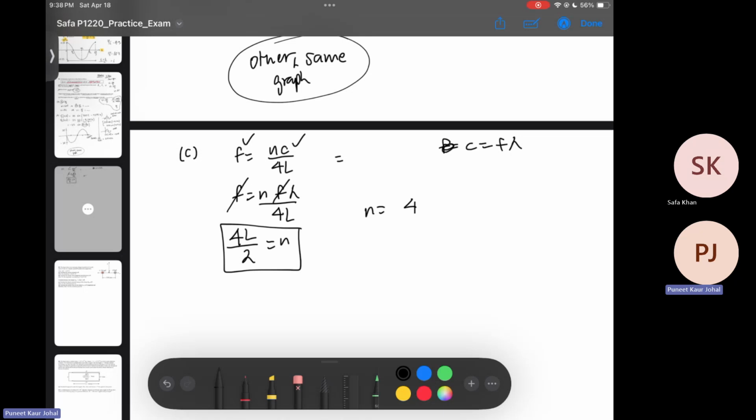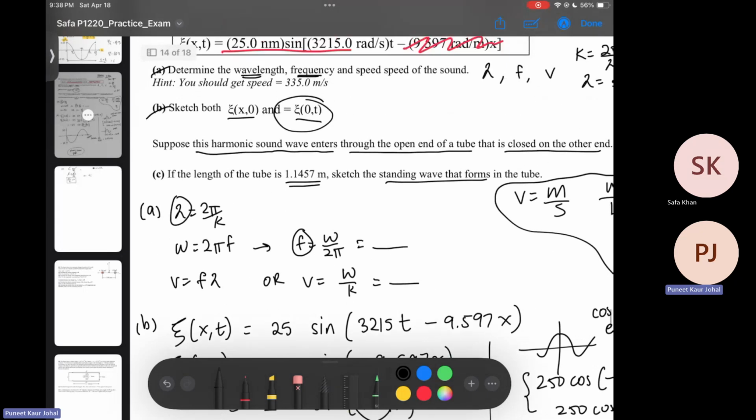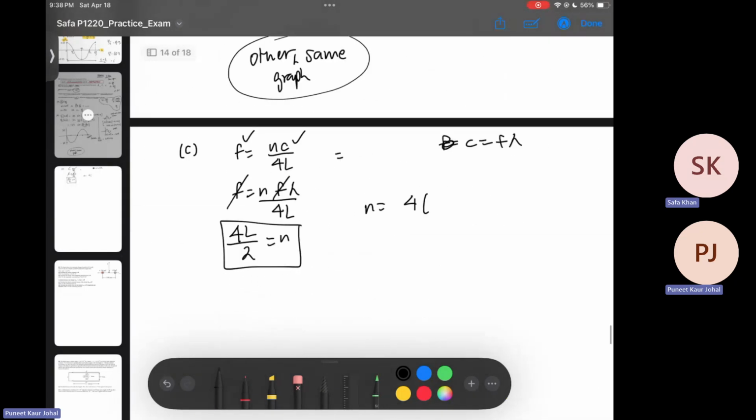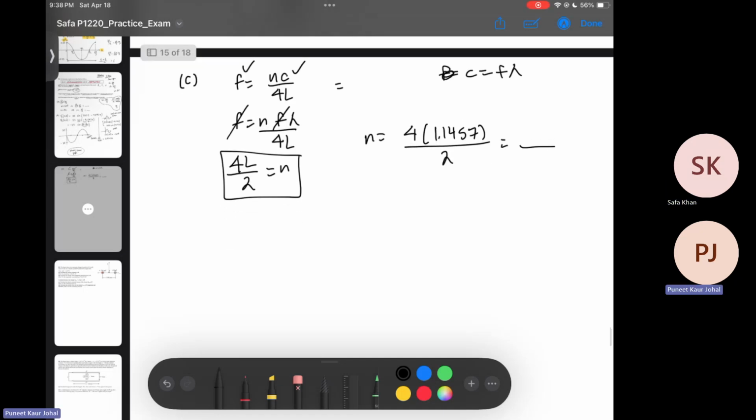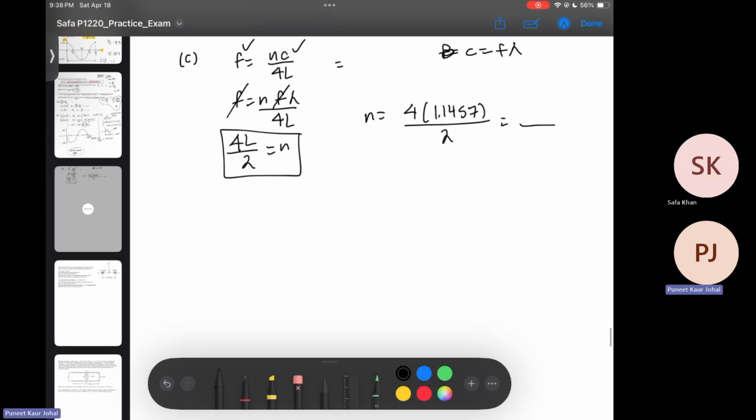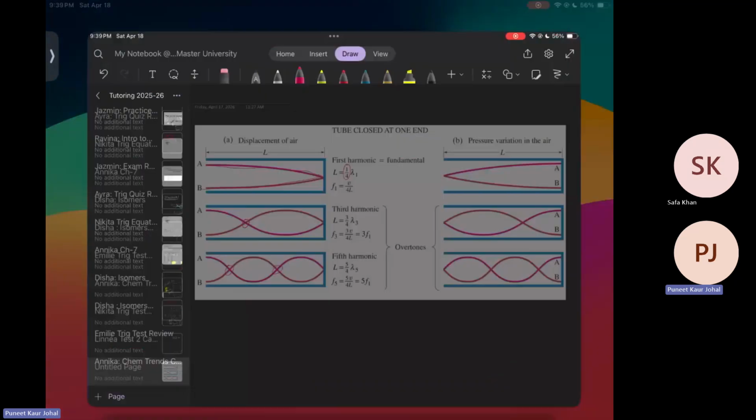So n is just going to be 4 times the length. Do we have the length? Oh yes, 1.1457. Then you divide it by whatever wavelength you got from part A, and that'll be your answer.